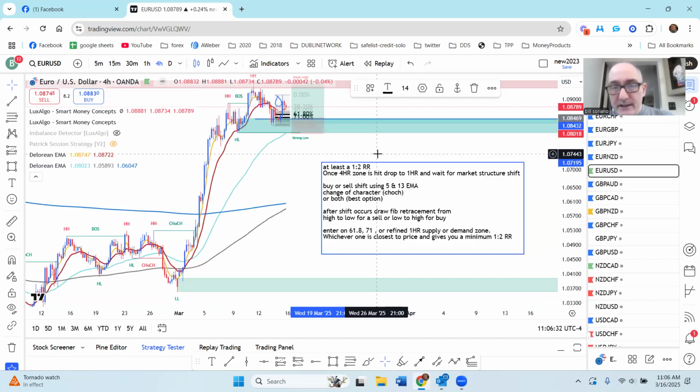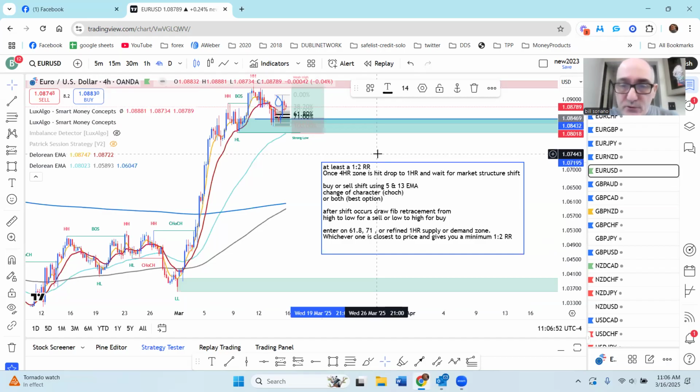Once that 4 hour zone is hit, we drop to the 1 hour and wait for a market structure shift, which could come in the form of a buy or a sell shift using the 5 and the 13 EMA, or the indicator giving us a change of character, and then it gives us a refined 1 hour supply or demand zone, or both. Both is obviously the best option.